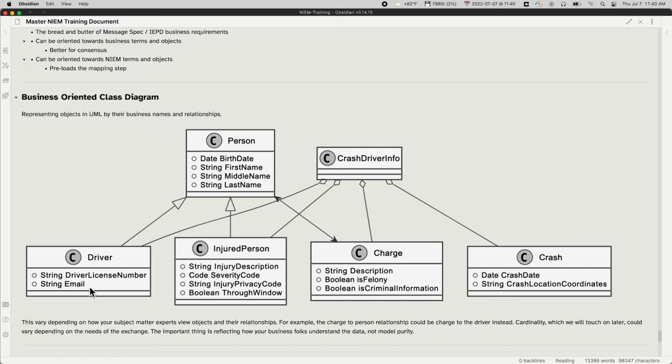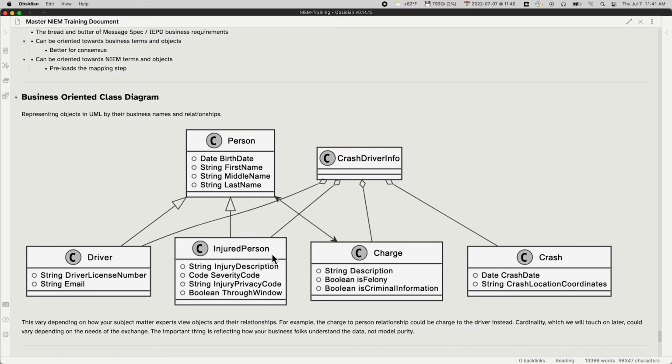This is an example to exercise various things in NIEM, and one of the things we need to show you how to do is to add new things to existing objects. So we're going to say in this particular exchange, we talked to our business folks and they told us, yeah, we want to start putting email addresses on driver's licenses. So okay, cool, we're going to do that.